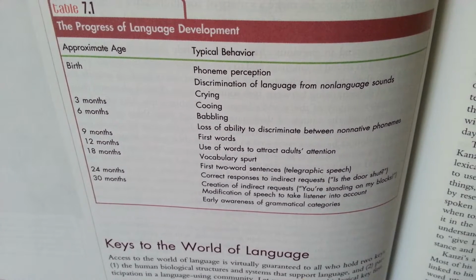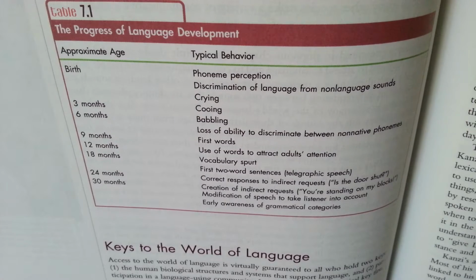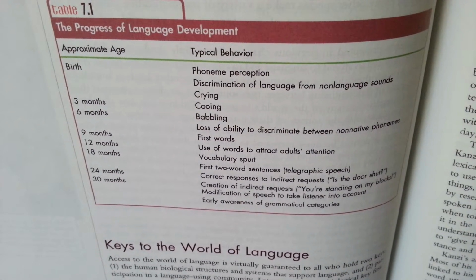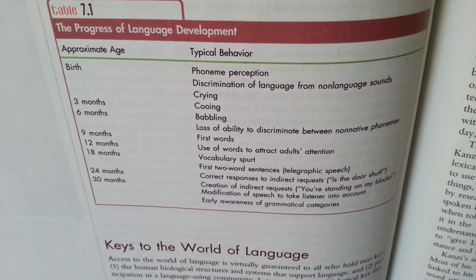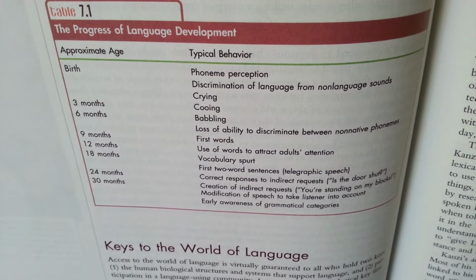At 3 months, they start cooing, just like happy sounds when you wiggle your fingers at a baby and they make happy cooing noises in response. So they start doing that. 6 months is around the time that they start babbling, and they lose the ability to discriminate between non-native phonemes.